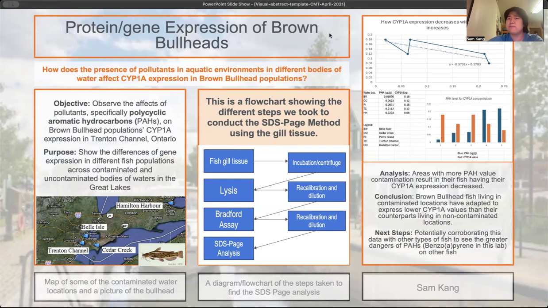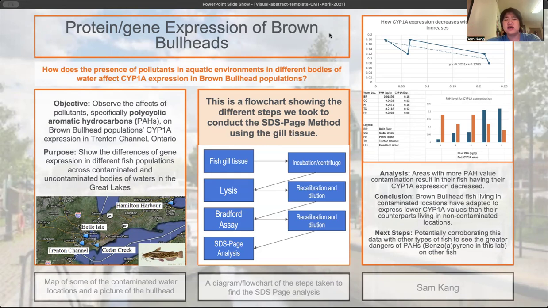This lab also mirrored a manuscript written by Dr. Williams and Dr. Hubberstay in which they explored liver tissue samples. However, in our case, we explored gill tissue samples. The main purpose of this was to show the difference of gene expression in different fish populations across both contaminated as well as uncontaminated bodies of water in the Great Lakes.